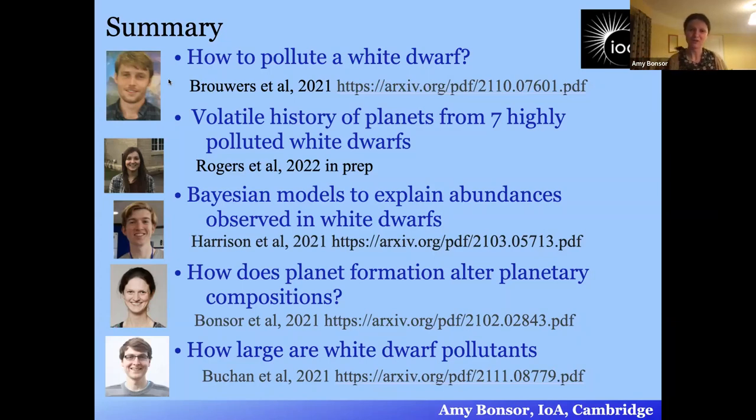I then talked briefly about Laura's work, where we're going to be probing the volatile history of some planets in seven highly polluted white dwarfs. More to come soon. I highlighted John Harrison's work on producing Bayesian models to explain the abundances observed in white dwarf atmospheres. And if anyone's interested in using those, please do get in touch. And then I talked about how we can use these white dwarfs to probe both the volatile history of a planetary body, but also its geology and whether it's formed an iron core, and how we can use wide binaries, companions to polluted white dwarfs, to tell us about how planet formation potentially alters planetary compositions. And there'll also be more work on that in the future.